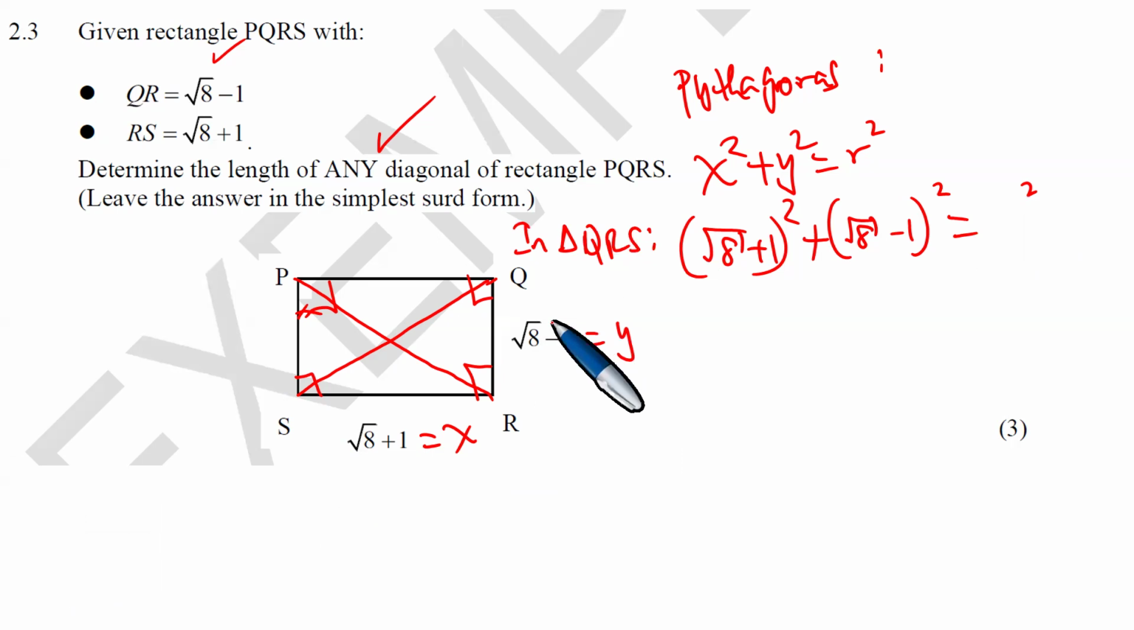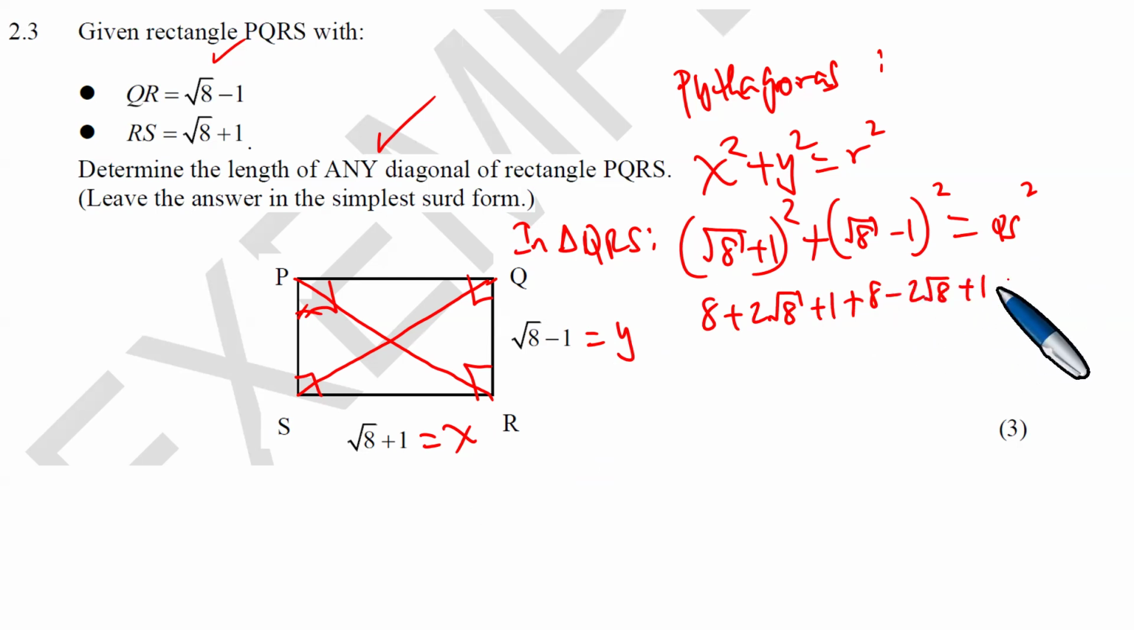Like so. Right, giving us exactly what we want. So if you have x squared plus y squared, it is equal to QS squared. So if you square this one here, which means that you have (8 + 2√8 + 1) + (8 − 2√8 + 1) equals QS squared. Okay, now there are a couple of things that remain key to us.